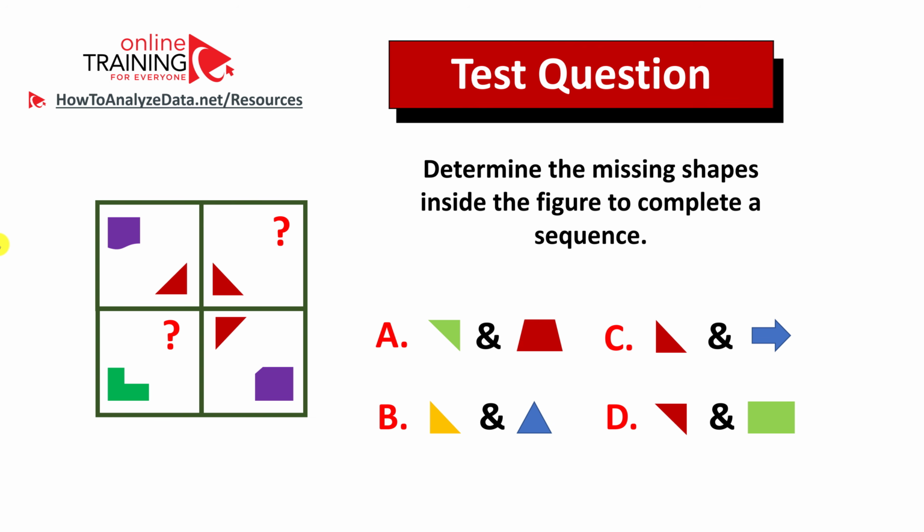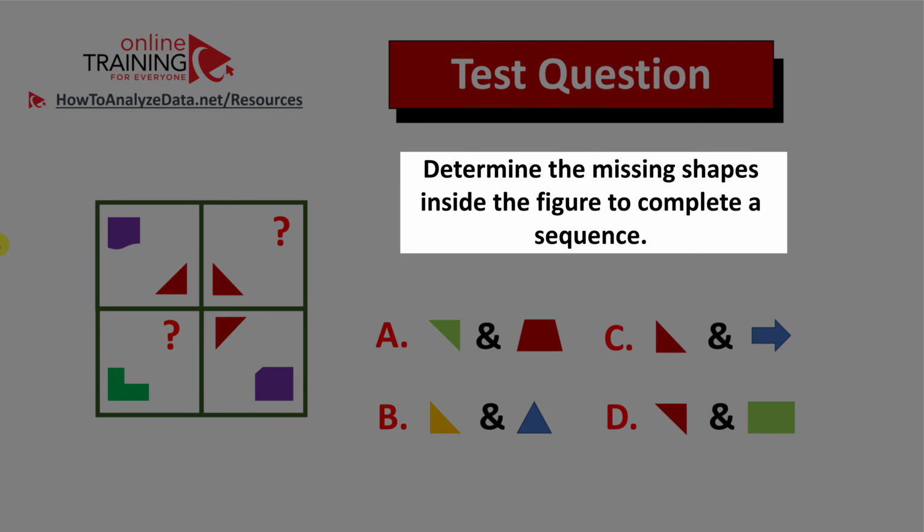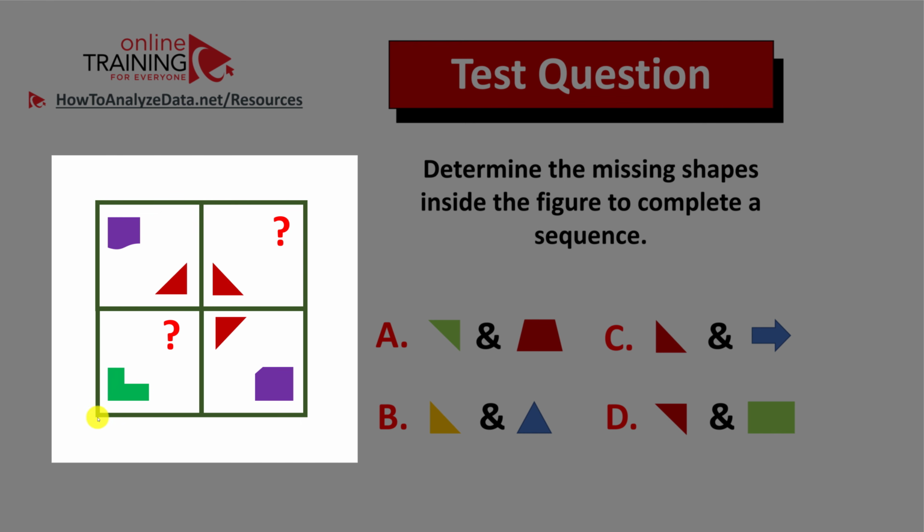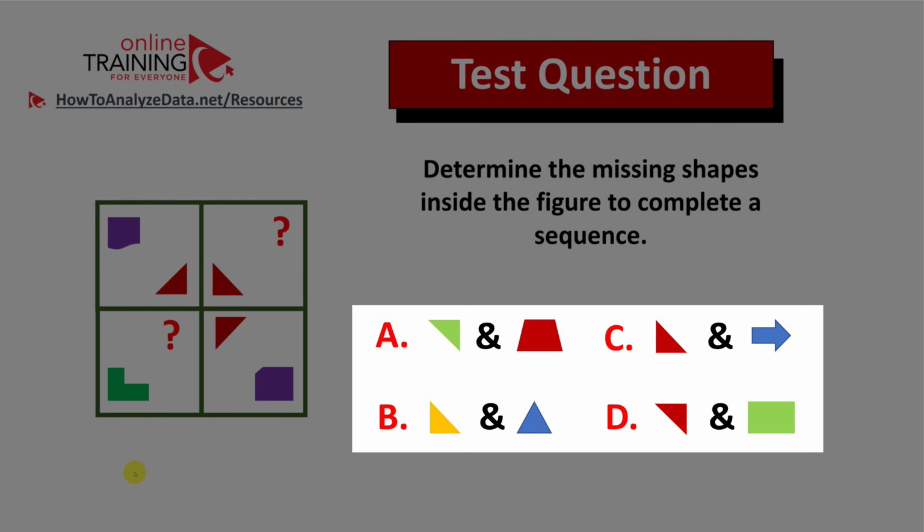Let's look at an interesting question which tests your pattern recognition skills. Determine the missing shapes inside the figure to complete the sequence. You're presented with a 2 by 2 figure. It has 2 missing shapes, and you have 4 possible choices: A, B, C, and D. Do you see the answer?